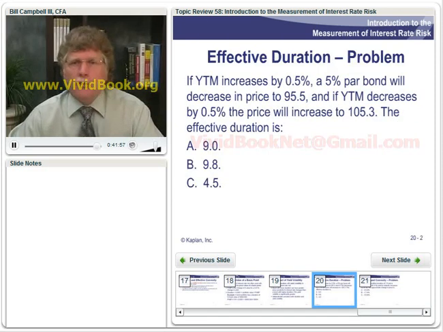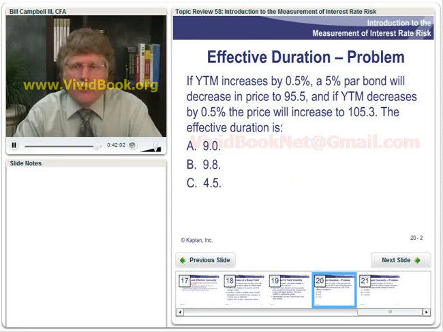Okay, let's do a problem. Effective duration. If yield to maturity increases by 0.5%, a 5% par bond will decrease in price to 95.5. So it's a par bond. It's a $1,000 bond, so it's priced at 100. It's going to drop to 95.5. So it's going to lose 4.5% of its value.